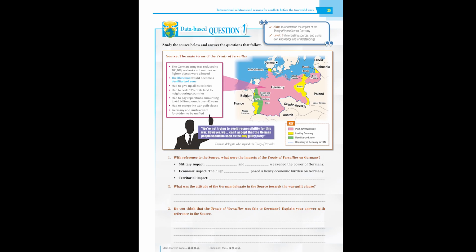The German army was reduced to 100,000. No tanks, submarines, or fighter planes were allowed. The Rhineland would become a demilitarized zone. Had to give up all its colonies. Had to cede 13% of its land to neighboring countries. Had to pay reparations amounting to £6.6 billion over 42 years. Had to accept the war guilt clause. Germany and Austria were forbidden to be unified.